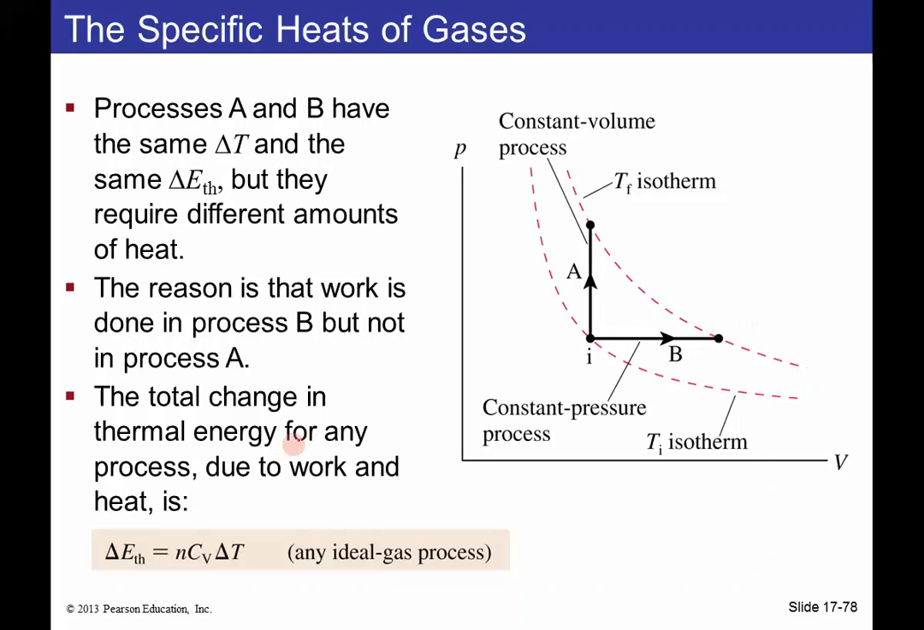So not all the heat that you're adding goes into the thermal energy of the system. Some of it is going to be used to do this expansion work. So the total change in energy for any process due to work and heat, for an ideal gas, anytime there is a change in temperature, the change in energy of the ideal gas, or delta U, is equal to the number of moles times the molar specific heat at constant volume, which we'll define in a little bit, times delta T. This is always true.